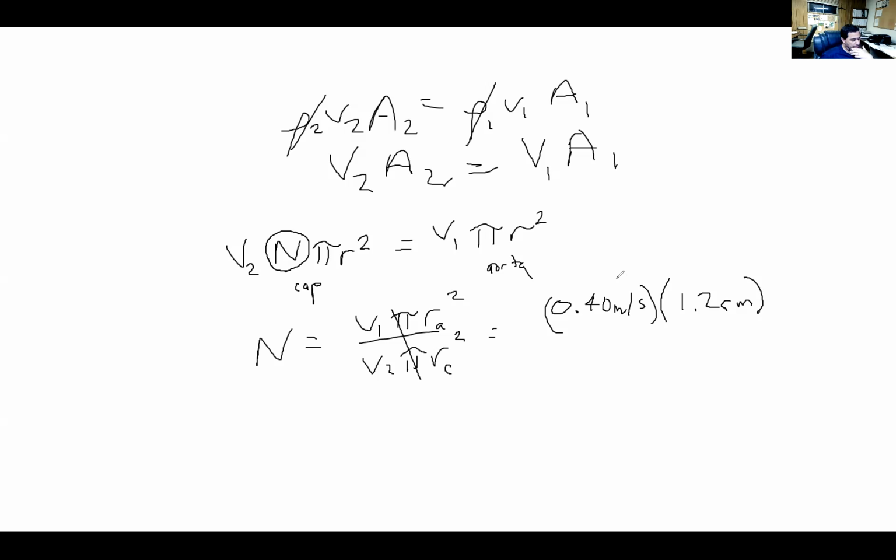So I'm using the velocities in meters per second and the diameters in centimeters. Now I can do this because the units are going to cancel. I just need to be consistent in the numerator and denominator, with the velocities in meters per second and the diameters either in meters or centimeters. So the velocities need to match up and the areas, the radii need to match up. But I don't need to have meters per second and meters.